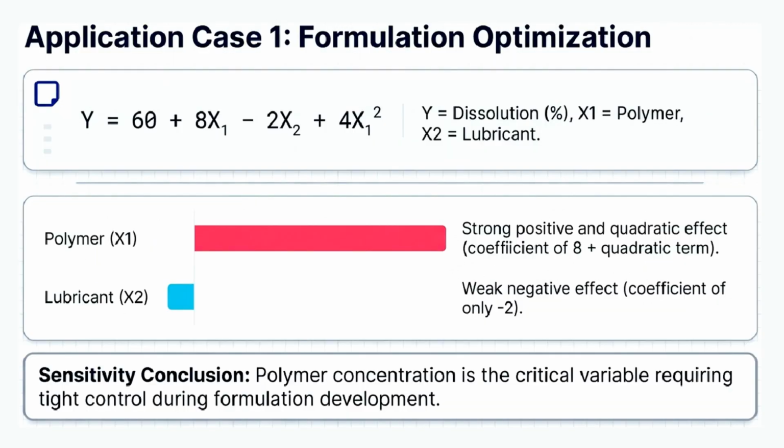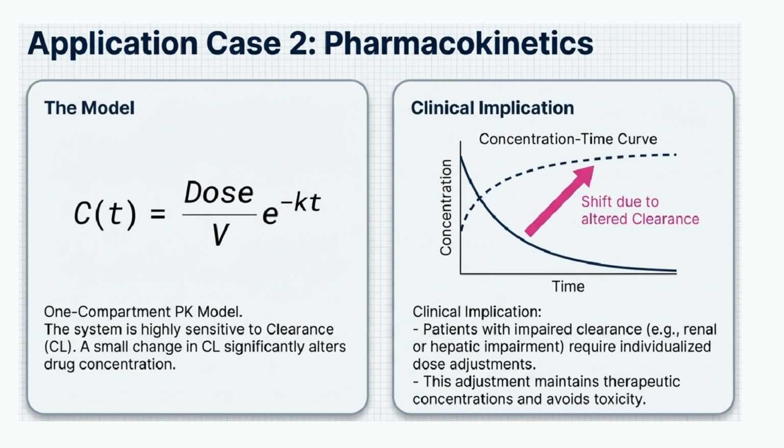In application case 1, formulation optimization, the dissolution Y depends on polymer X1 and lubricant X2. The analysis shows polymer has a strong positive and quadratic effect, while lubricant has a weak negative effect. For application case 2, pharmacokinetics, the one-compartment model is highly sensitive to clearance. Clinical implication is that patients with impaired clearance need individualized dose adjustments to maintain therapeutic concentrations and avoid toxicity.